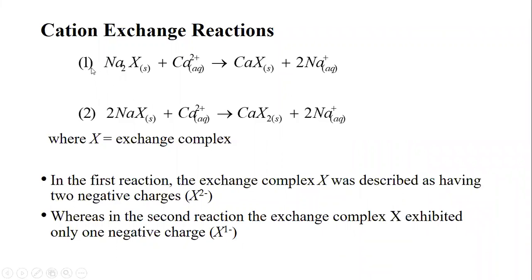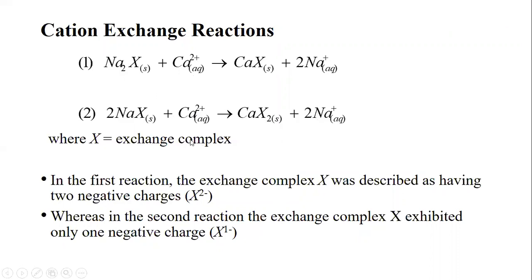So if we take the first reaction, Na2X plus Ca2+ aqueous, that means it's in solution, gives you CaX and 2Na+ aqueous, again ions in solution. In a minute we will talk about what's X. Or if you have this reaction, 2NaX solid plus Ca2+, the same, gives you CaX2 plus 2Na+. This is, again, the ions in solution.